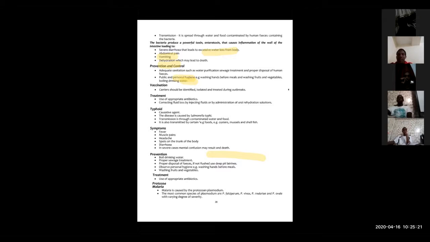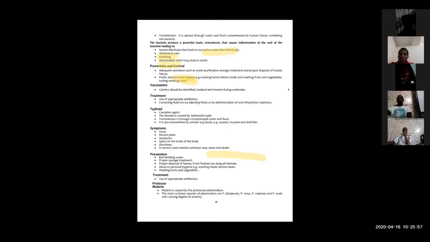Then another treatment is just injecting fluids. We said that this disease, you lose a lot of the fluids through diarrhea and also through vomiting. So taking a lot of fluids. The fluids can be injected, or you can just be given orally. In hospital, they normally do this, they just add water, or you can just be given orally. Orally means through the mouth, just given through the mouth.